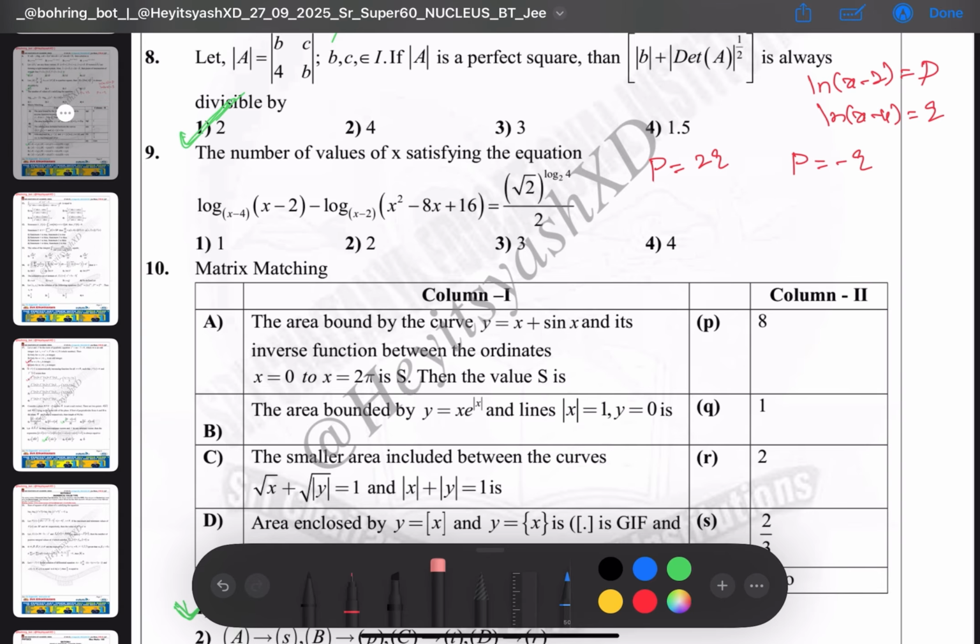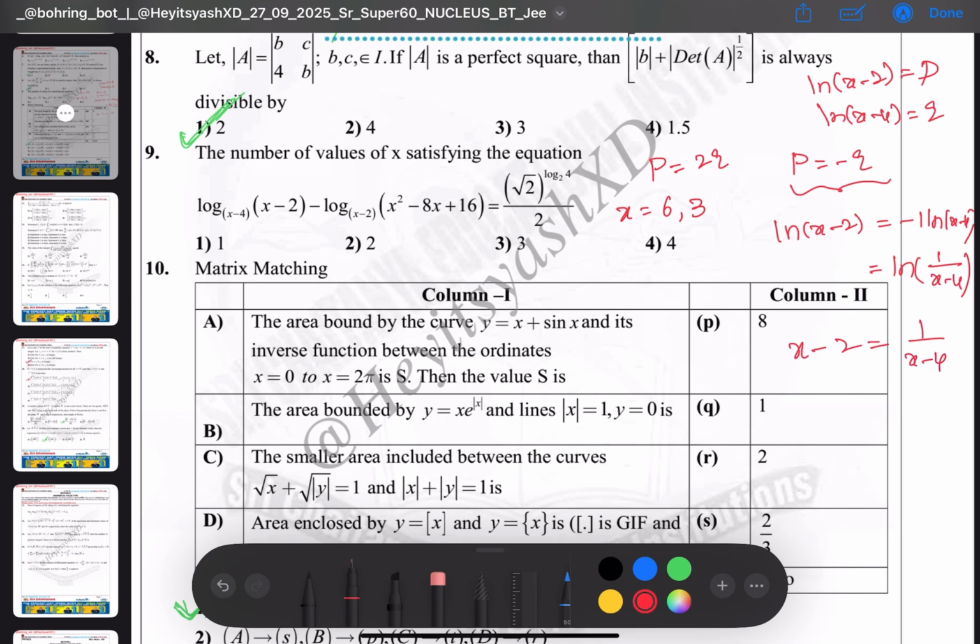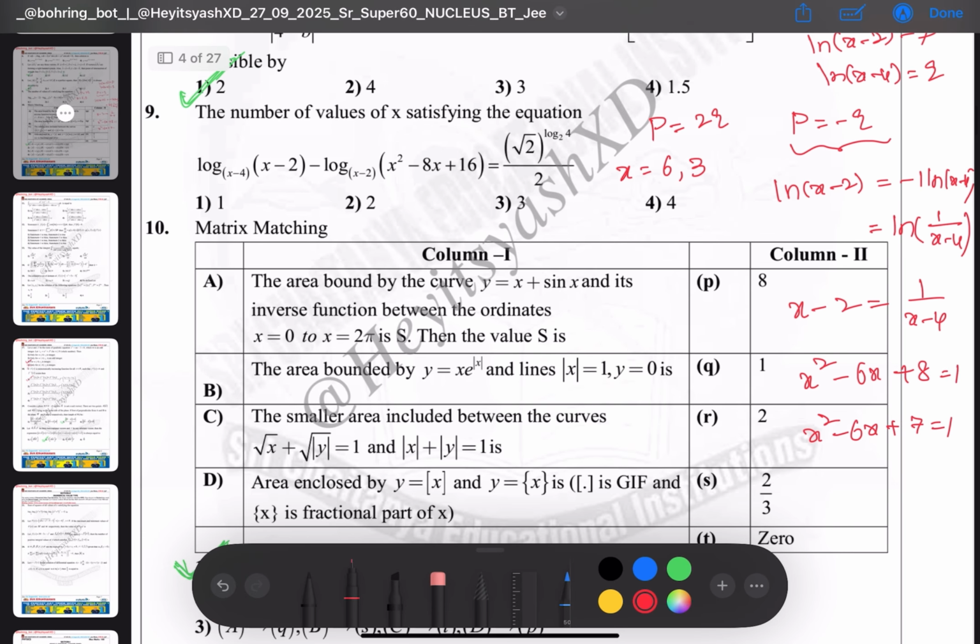In this case, we got x is equal to 6, 3. Now let us solve this. So ln(x-2) is equal to minus 1 ln(x-4). So minus 1 can be written as ln of (x minus 4) whole power minus 1, that is 1 by x minus 4. So x minus 2 is simply equal to 1 by x minus 4. So x square minus 6x plus 8 is equal to 1. X square minus 6x plus 7 is equal to 0.